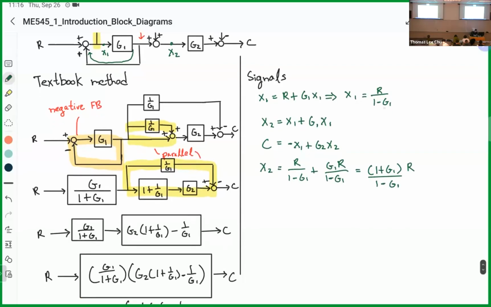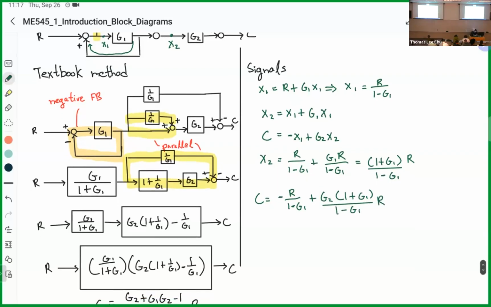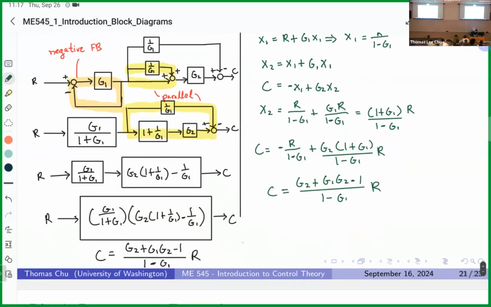Now that we have X2 and X1, we can sub it into C. So C is going to be equal to minus R over 1 minus G1 plus G2 times 1 plus G1 divided by 1 minus G1 multiplied by R. So our output is going to be equal to G2 plus G1 times G2 minus 1 divided by 1 minus G1 multiplied by R. That's our final answer. And they're both the same.